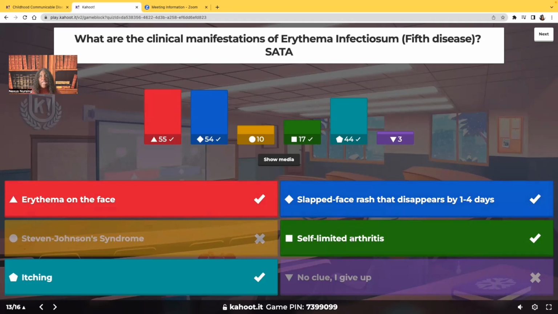That patient, not only could they have self-limiting arthritis, they may have self-limiting arthralgia as well. So they'll have that pain in the joints, and itching. That rash, they'll experience pruritus, they'll have itching. Now, what we won't see is Stevens-Johnson syndrome. Stevens-Johnson syndrome is a very potentially lethal, deadly skin disorder, and we see that as an adverse effect for lots of medications, including antibiotics. But that is not a sign and symptom that we see in fifth disease.